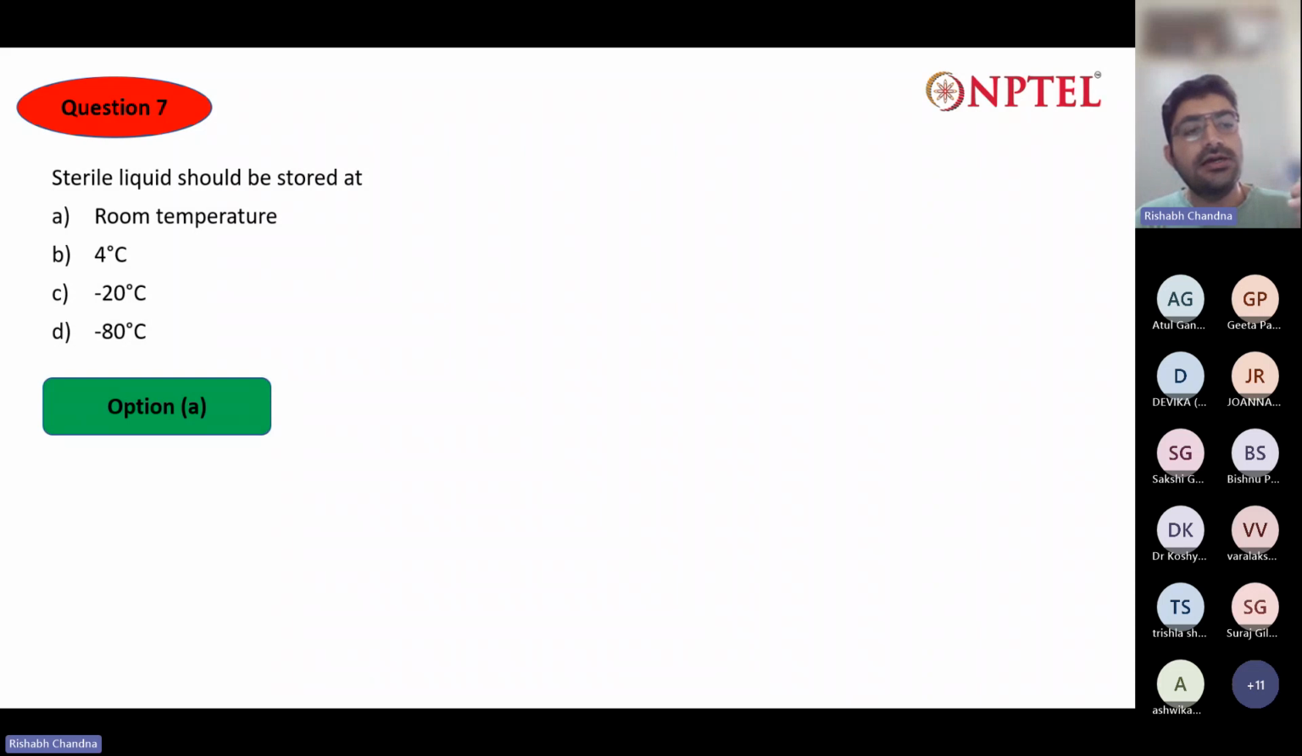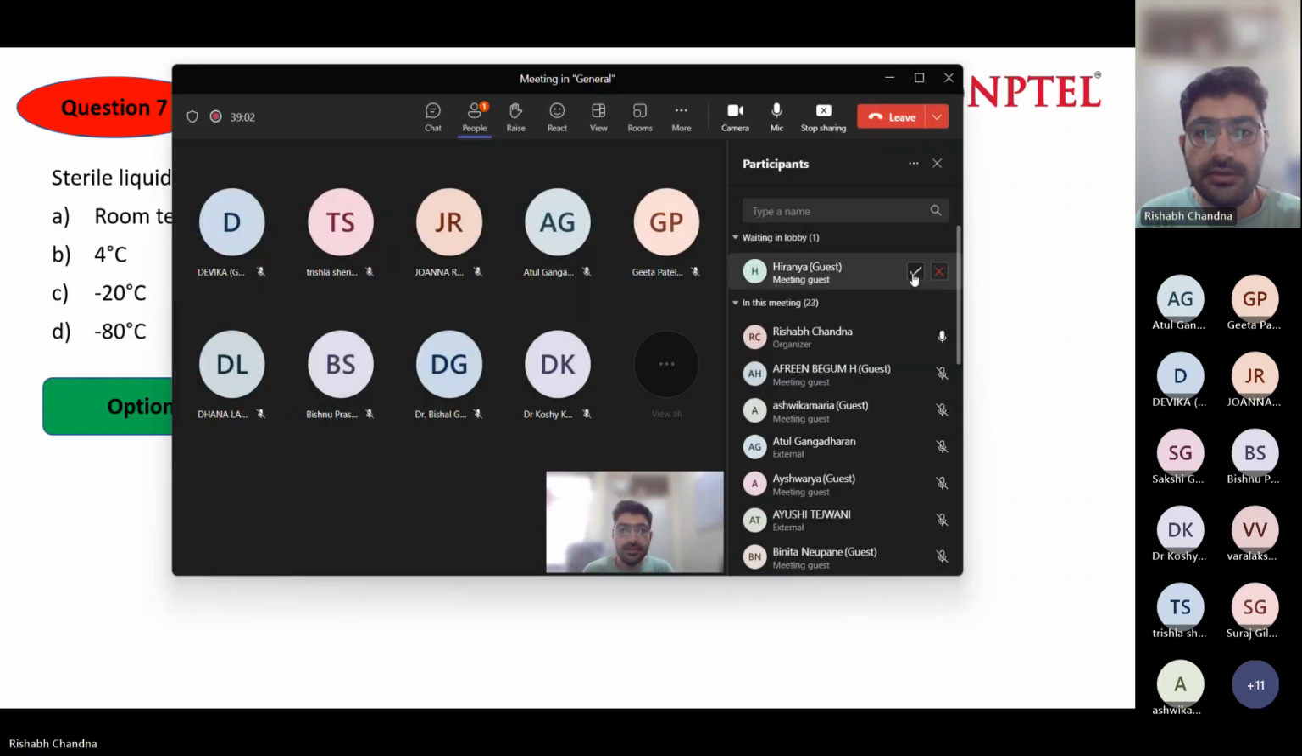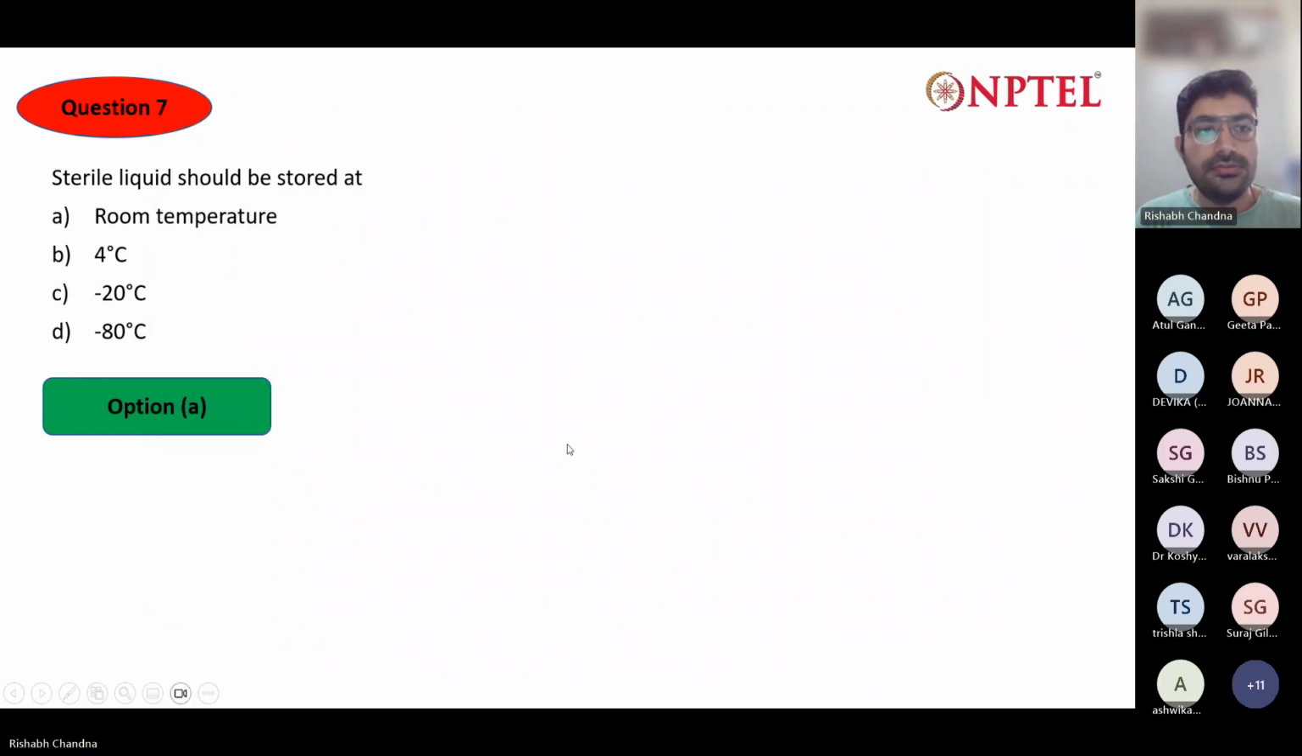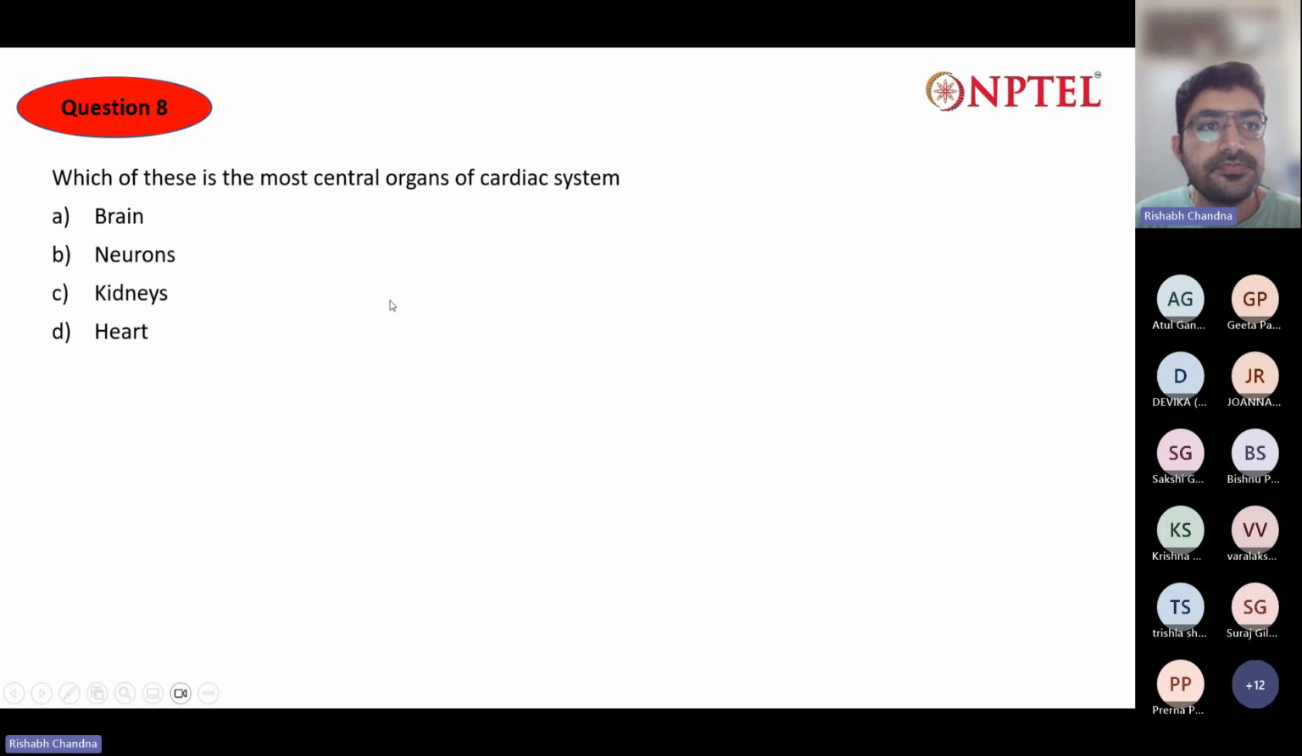Generally, most of the reagents or other things that we use are sterile in themselves, and we do not sterilize them after making. Those things we store at different temperatures according to their stability. Okay, so we'll move on to the next question.